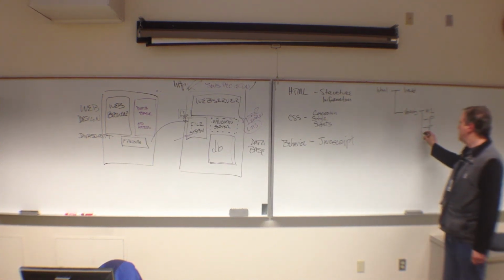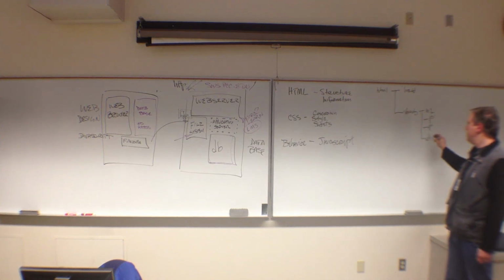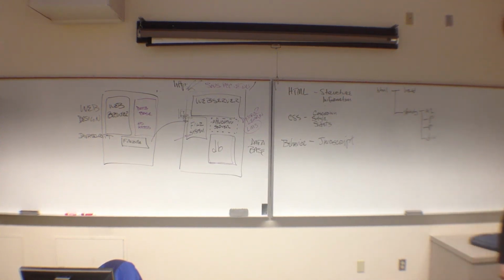You could have something called a div. Does anyone know what div stands for? Probably haven't run into this before. We didn't talk about it in CS 120. A div is a general purpose container. It's just a way of organizing things. Here's an area of the page where I want to put some stuff in it. The neat thing about a div is you can name it.